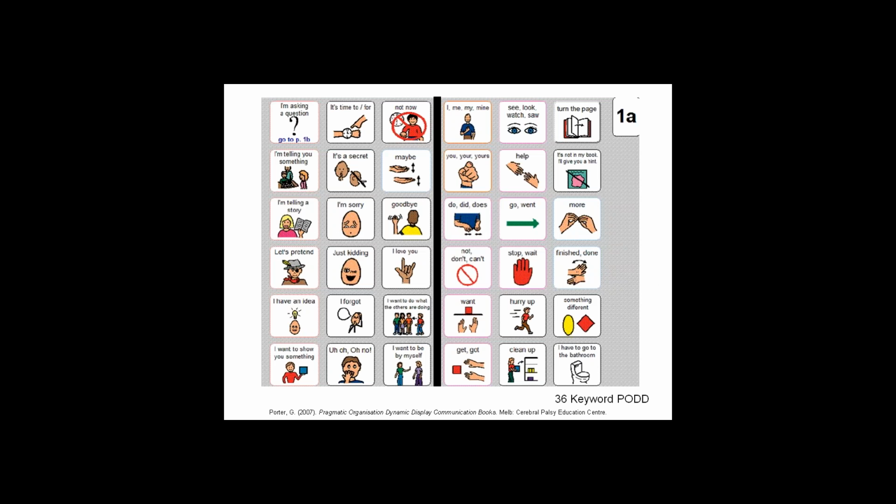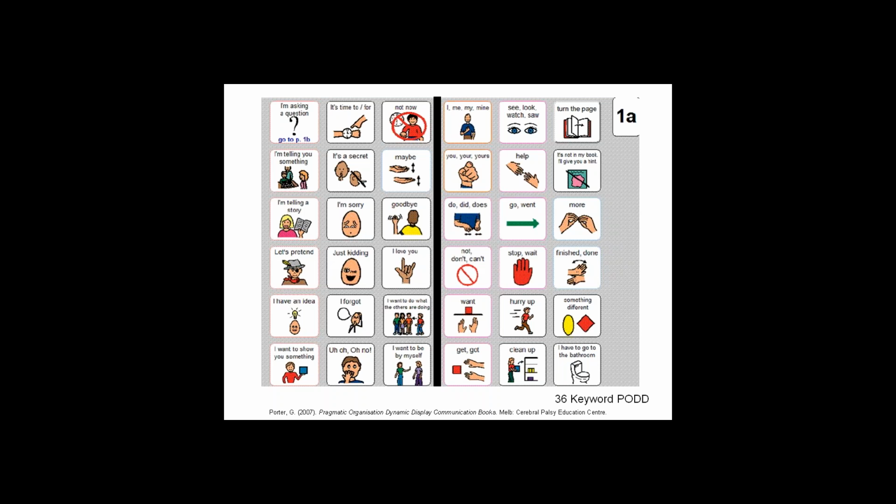Here's the 36 keyword pod. This is page 1A, and you will see you have help, you have more, you have something different, as Erin was talking about. So you simply open to page 1A on whatever book it is, and you can model a lot of language on that page 1A in any book, or just by sticking to chat words on your pod app. It's really important that we break down a core vocabulary system so that we can eat the elephant in tiny bites.